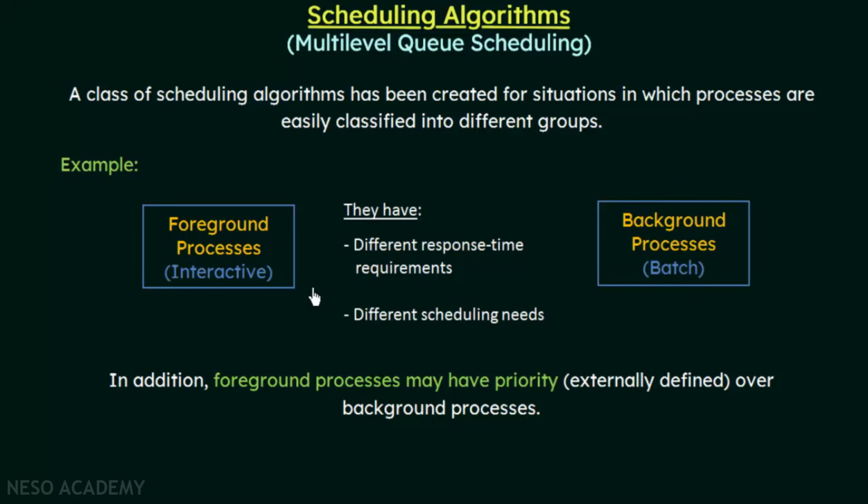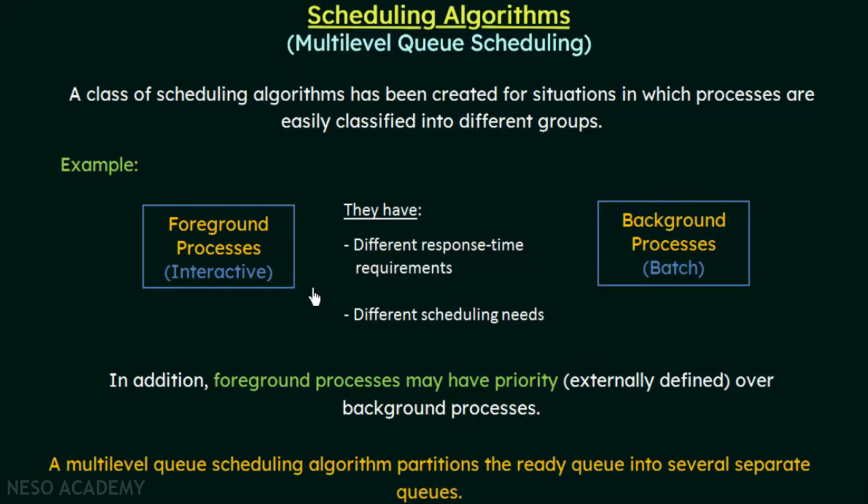So this is an example where processes are classified into different groups, and we see that different groups have different scheduling needs. This is when multi-level queue scheduling comes into the picture. The multi-level queue scheduling algorithm partitions the ready queue into several separate queues, so the processes belonging to different groups will be placed into several separate queues. In all the scheduling algorithms that we have discussed earlier, we have only one queue, that is the ready queue.